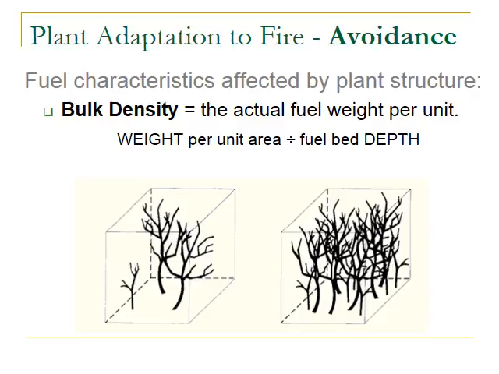Bulk density is the actual fuel weight per unit area. If you took the weight per unit area and divided it by the depth of the fuel bed, you'd come up with bulk density. So it's a cubic centimeter sort of measure. In these diagrams we have a fairly low bulk density versus a fairly high bulk density.